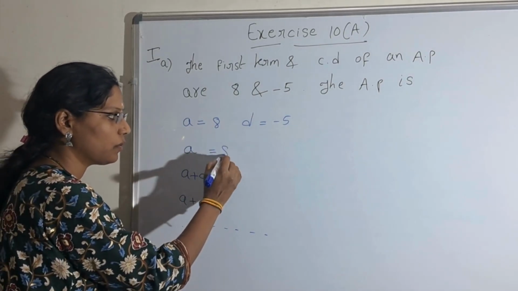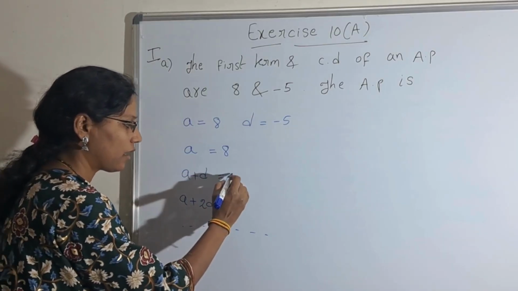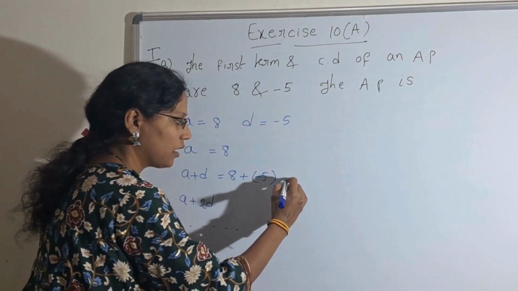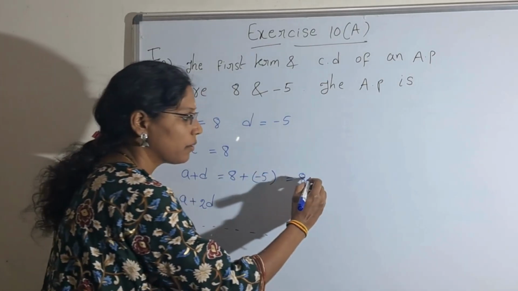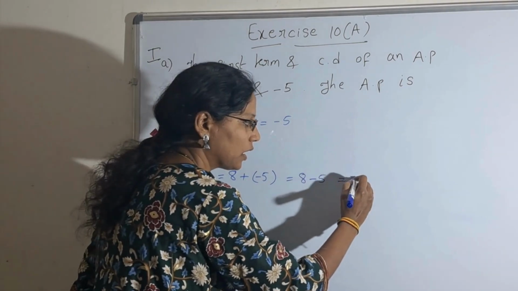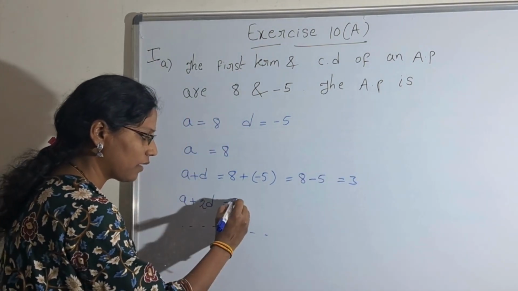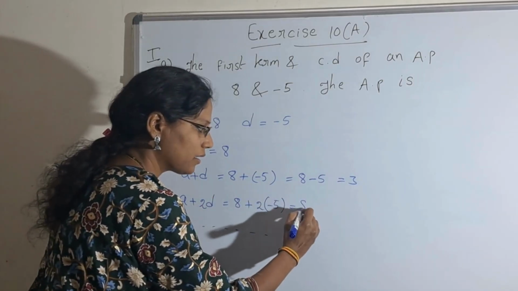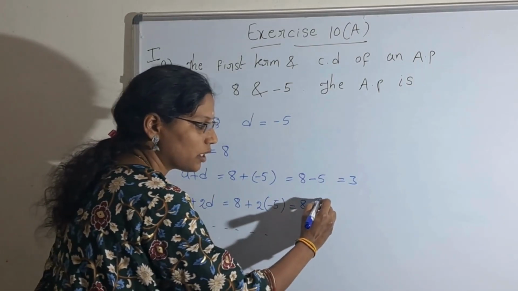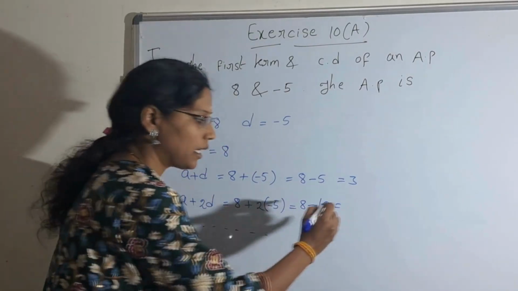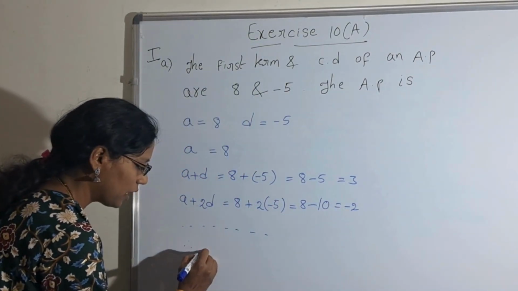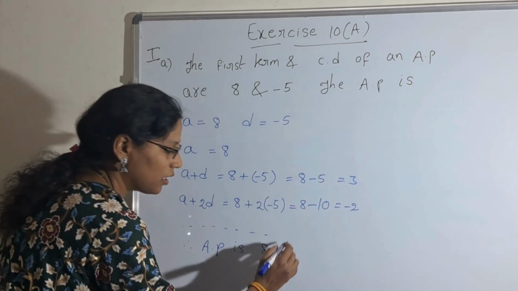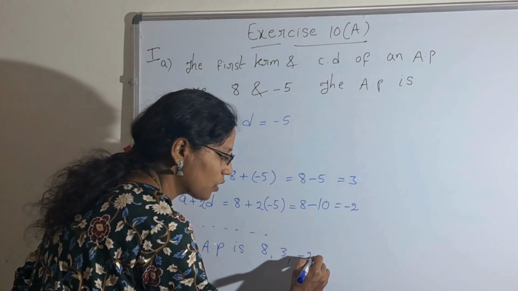First term A is equal to 8. Next, A plus D is 8 plus minus 5, that is 8 minus 5, which is 3. Next, A plus 2D is 8 plus 2 into minus 5, that is 8 plus minus 10, which is 8 minus 10, which is minus 2. Therefore, AP is 8, 3, minus 2, and so on.